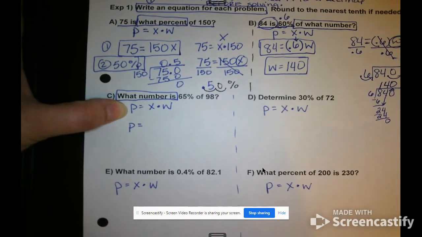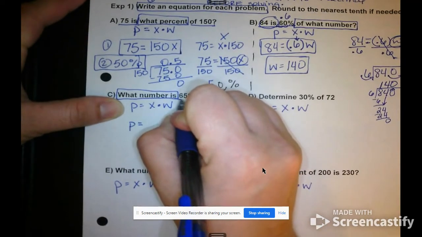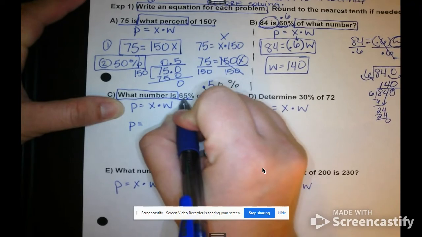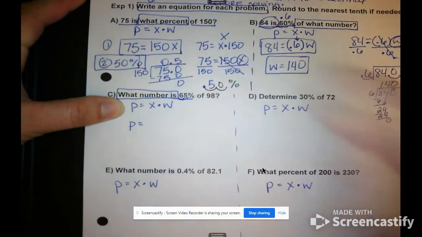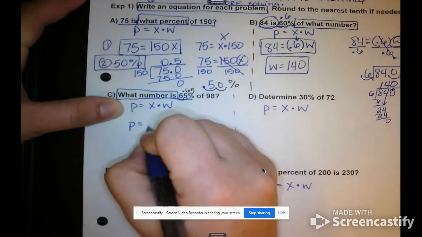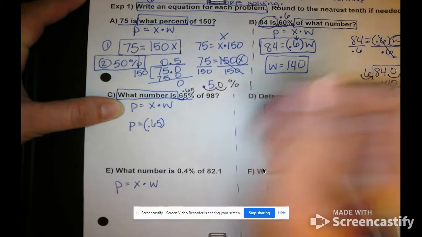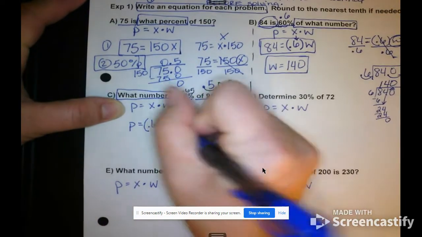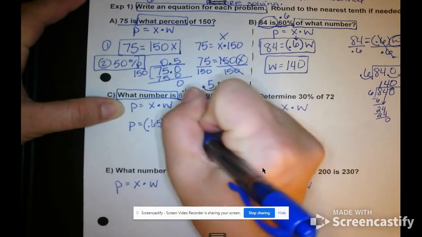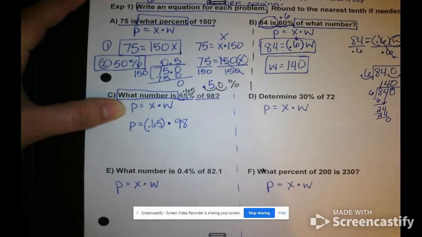All right. Do I have a percent? What do I have to do to my percent first? Okay. So if I move the decimal over twice, that makes it what? 0.65. So I have 0.65. Okay. So 98 would be my whole, right? No. Of is my whole.